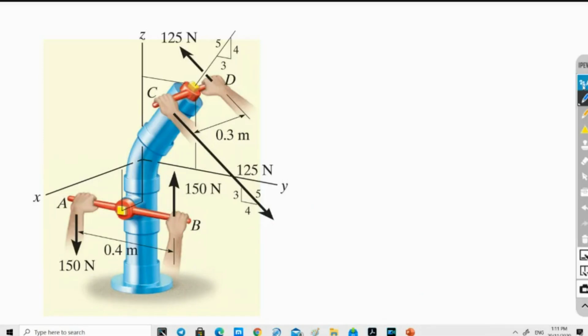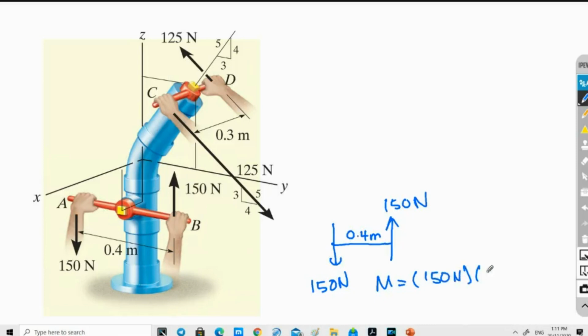What about this one? Okay, so in this case, if you look perpendicular to the plane of this couple moment, it will just look something like this, with 150 Newton, 150 Newton, and the perpendicular distance will be just 0.4 meter. So when you want to calculate the moment using scalar, this is just 150 Newton times 0.4 meter. You will get something in Newton meter.